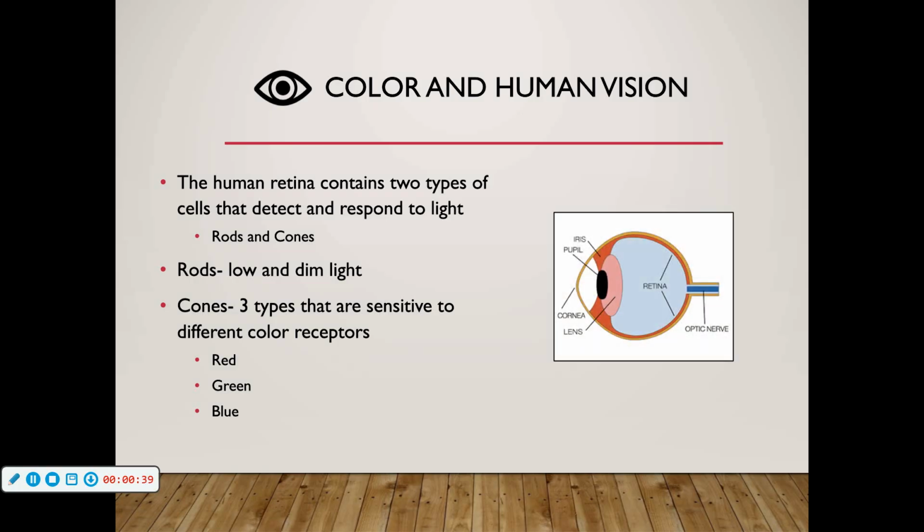So how do we even perceive color? We can start with studying the eye. We know that the human retina contains two types of cells that detect and respond to light. These types of cells are called rods and cones. Rods function in low and dim light, whereas cones are sensitive to different color receptors. There's three different types that are sensitive to red, green, and blue.